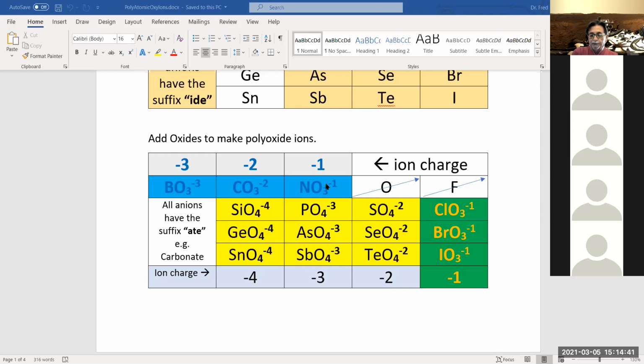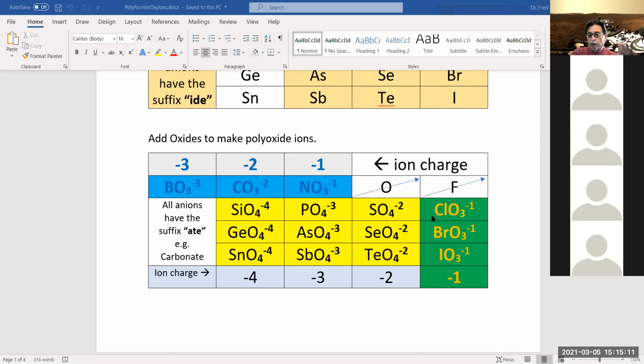The ones in blue only have 3 oxygens. They start off at 3 oxygens. The base name is the ATE. All of them share the ATE ending, okay? So the ones in blue with boron, carbon, and nitrogen only have 3 oxygens attached to them. Then they also have the corresponding charge. The BO3 has a -3, the carbonate has a -2, the nitrate has a -1, okay?